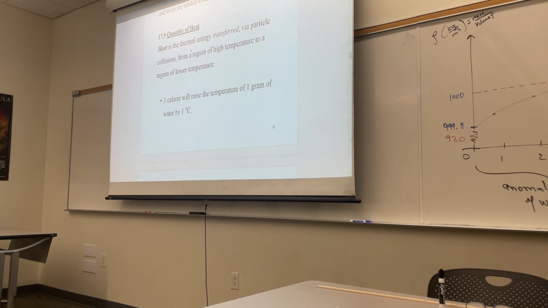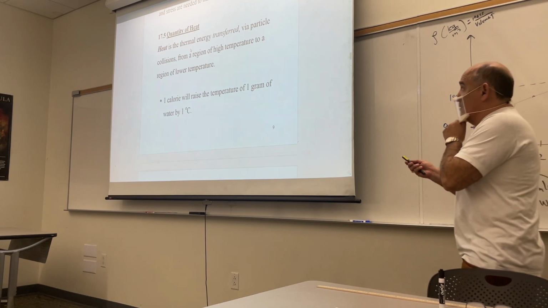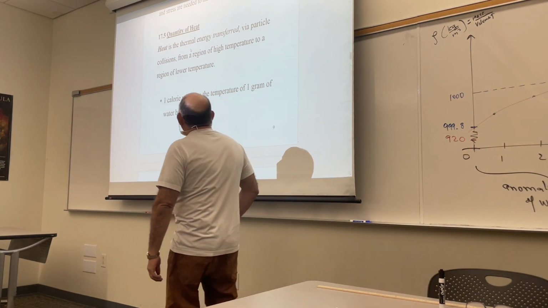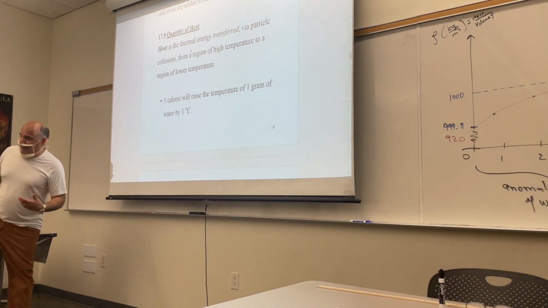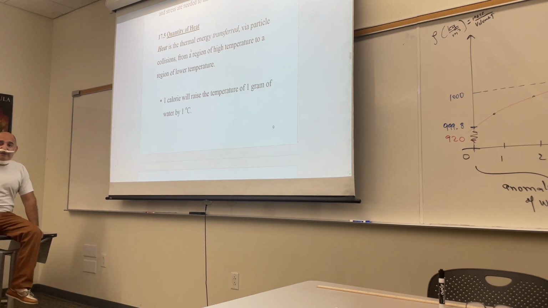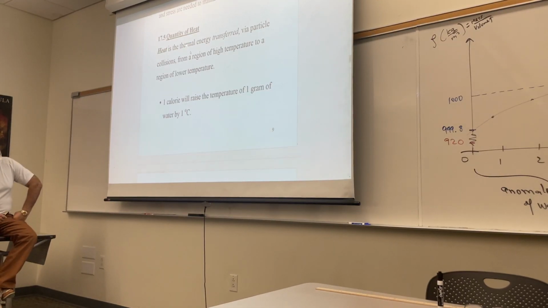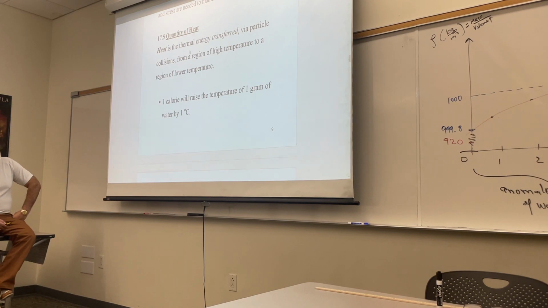Remember, I think the title of this chapter was temperature and heat. So I want to talk about heat. So what is heat? Heat is energy. Measured in the metric system in what units? Joules, correct. So heat is thermal energy transferred from a region of high temperature to a region of low temperature. So the key word over here is thermal energy in transit, or being transferred.